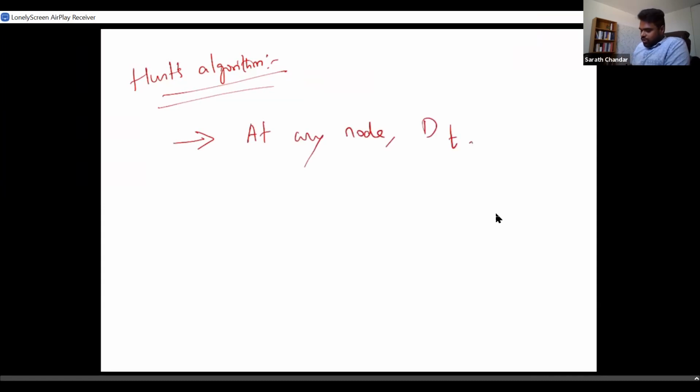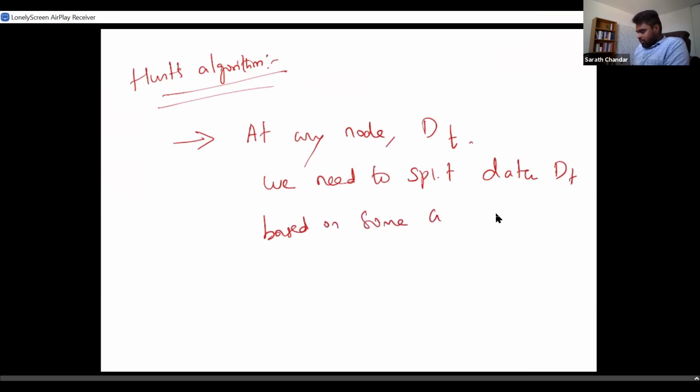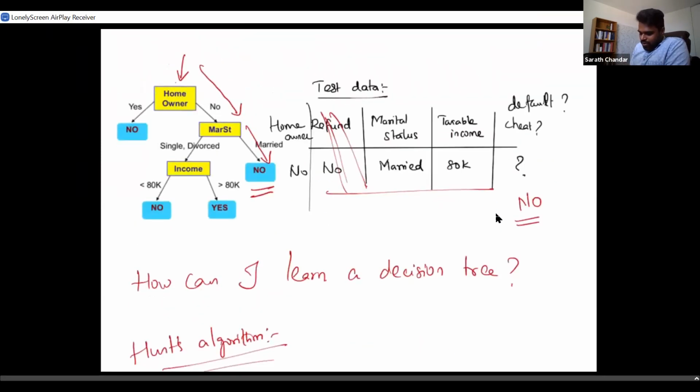Okay, so we discussed that we need to split the data DT based on some attribute test, right? So in this example, we started with the homeowner attribute test. The first thing that we do here is check if he is a homeowner or not. That is my first test.